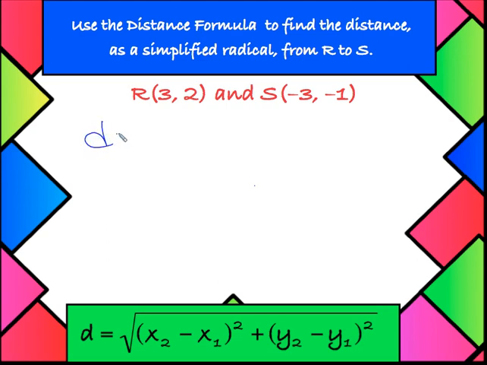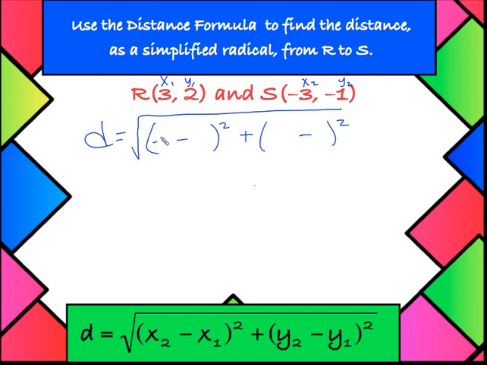So anytime you're looking for the distance between 2 points, you should have 2 coordinate points. What you'll do is subtract your x's and then square them, and then add that to the difference in your y's, which is also squared. So we can call this point x1, y1, and this one x2, y2.